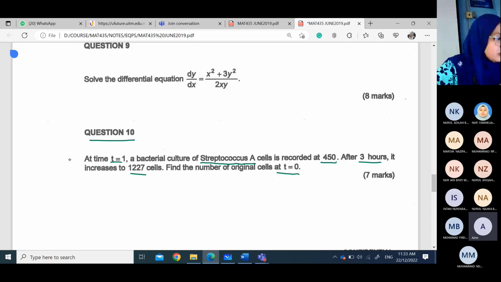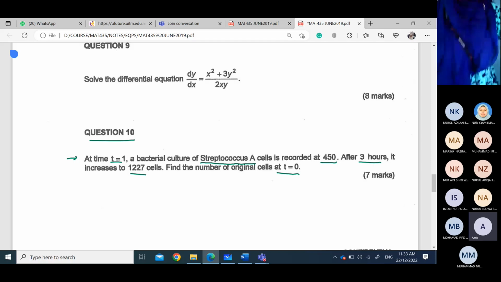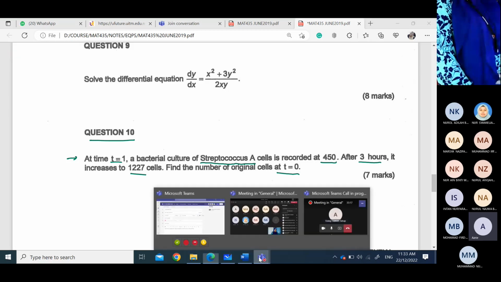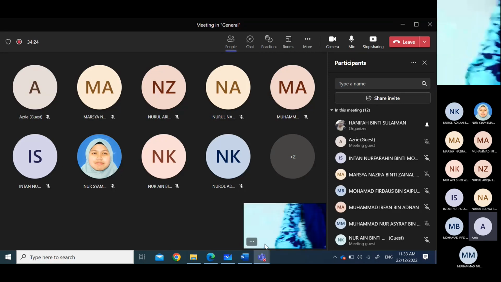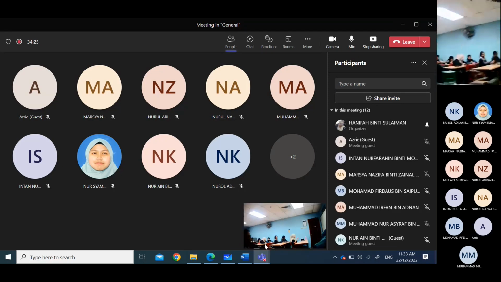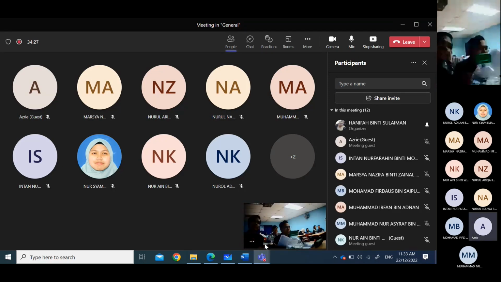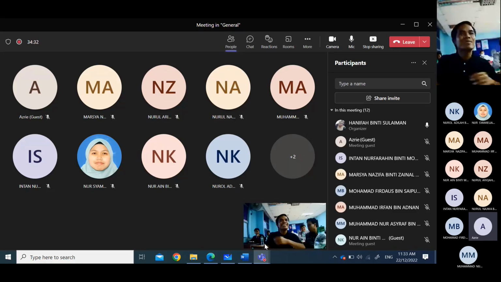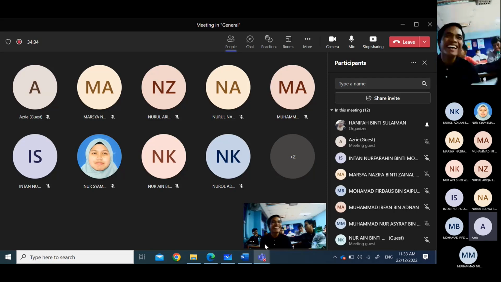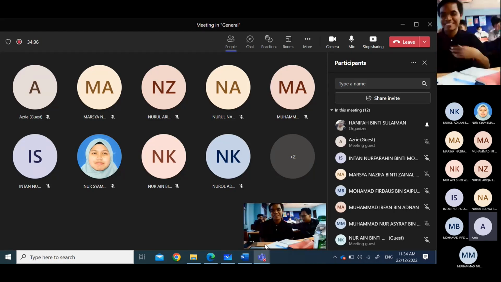Okay, so based on this statement, which model that we can apply? Model apa? Population growth. Yeah. Population growth. Okay, next.